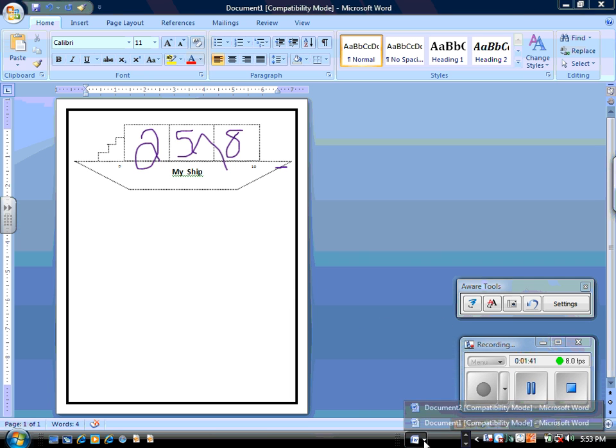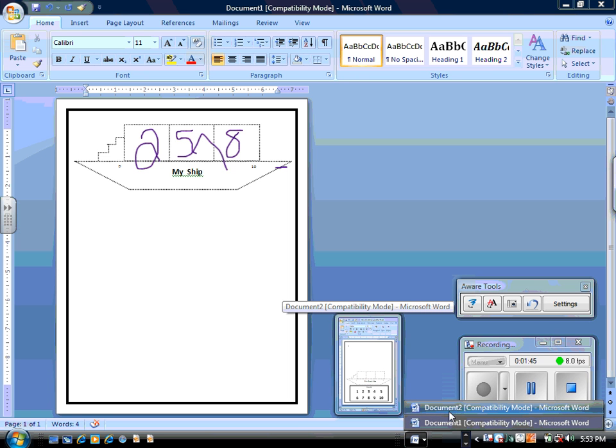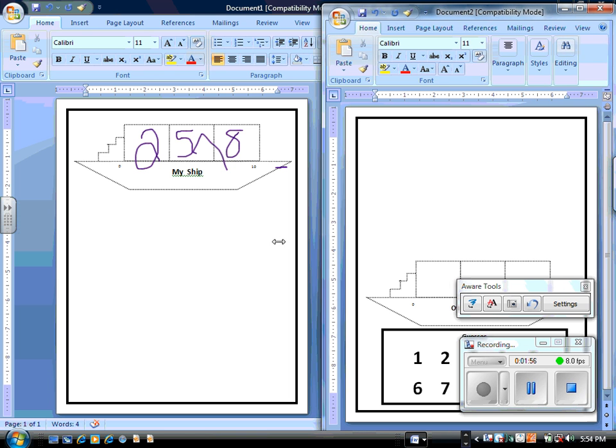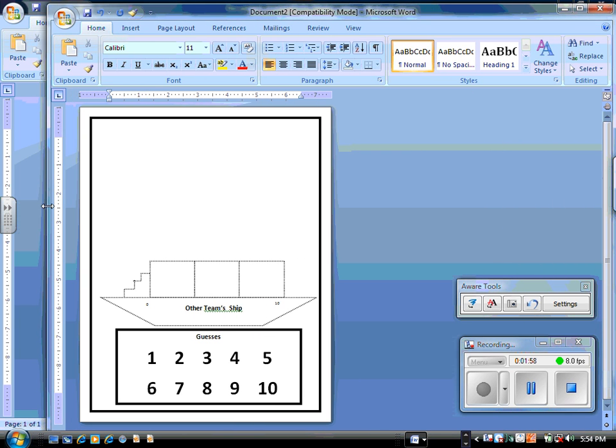Now, the way it's going to work is when my opponent comes into the room, that would be my youngster, she's going to come in and guess what she thinks my three numbers are. So let's play. Okay, I'm going to drag this so we can't see my ship. Of course, now this young lady doesn't know what my three numbers are.